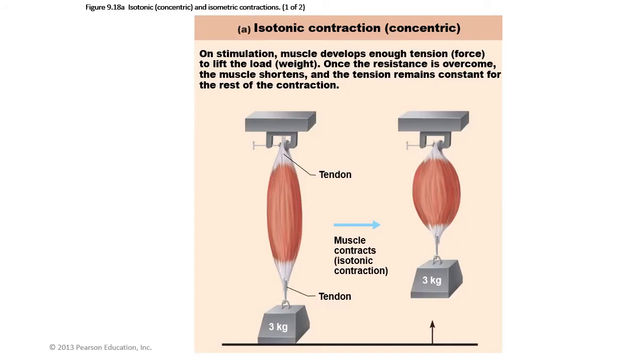Two types of contraction. The first one is an isotonic contraction. An isotonic contraction changes length, and when it changes length, it develops force to lift a load, which is your weight. So an example of this would be a squat. The length of the muscle shortens, develops that force when you explode up to lift that load.